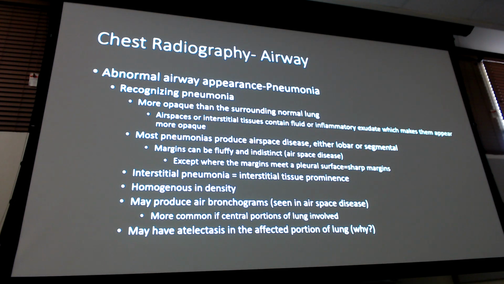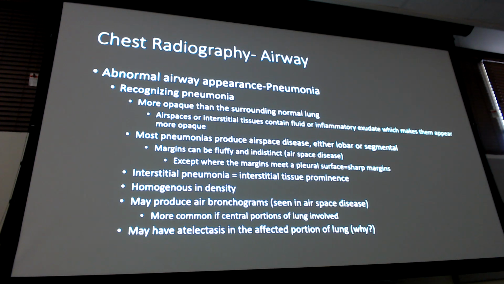Okay. Usually homogeneous in density, so that's the radio opaque area, can produce those air bronchograms that we talked about. Why? Because it's the fluid and the inflammation within those alveolar space areas, so it kind of does that background to some of those bronchioles so they can stand out. They don't always produce air bronchograms, but they absolutely can.